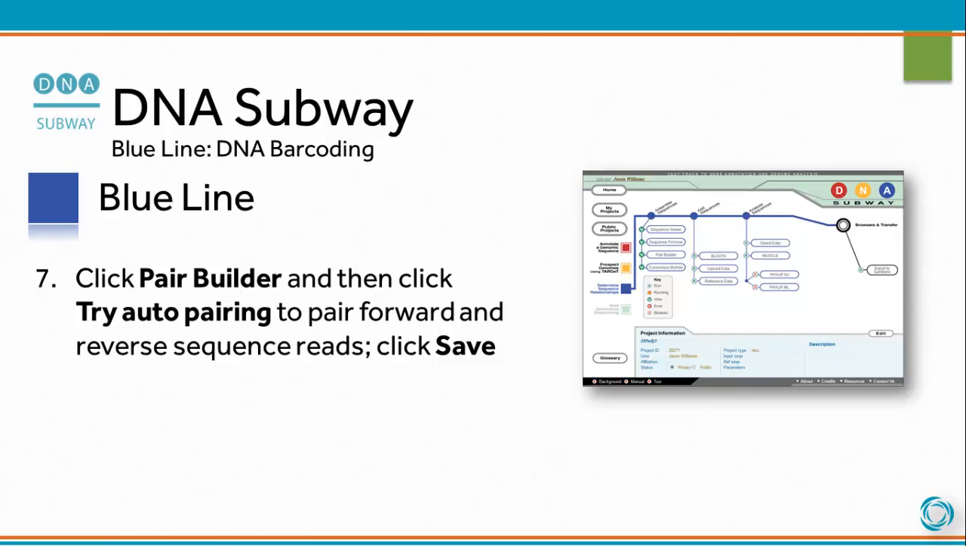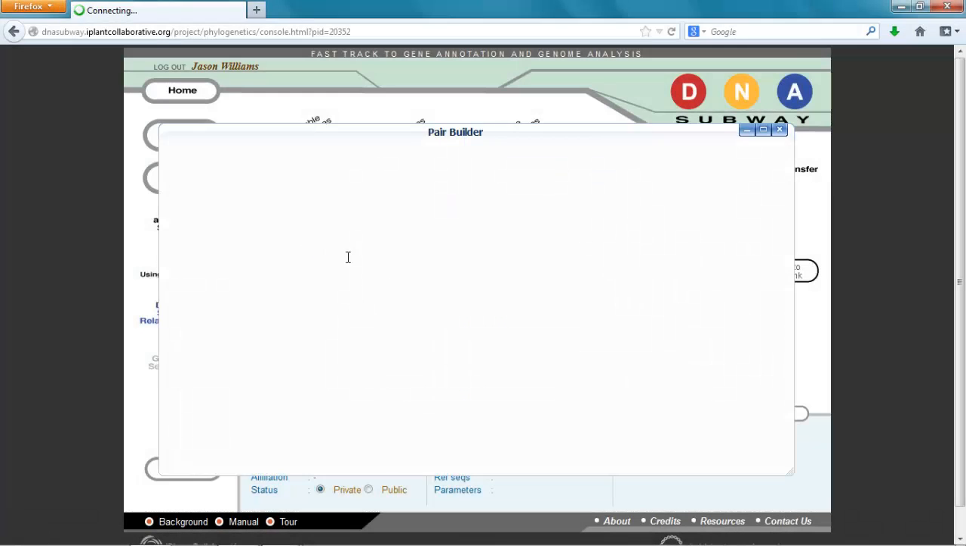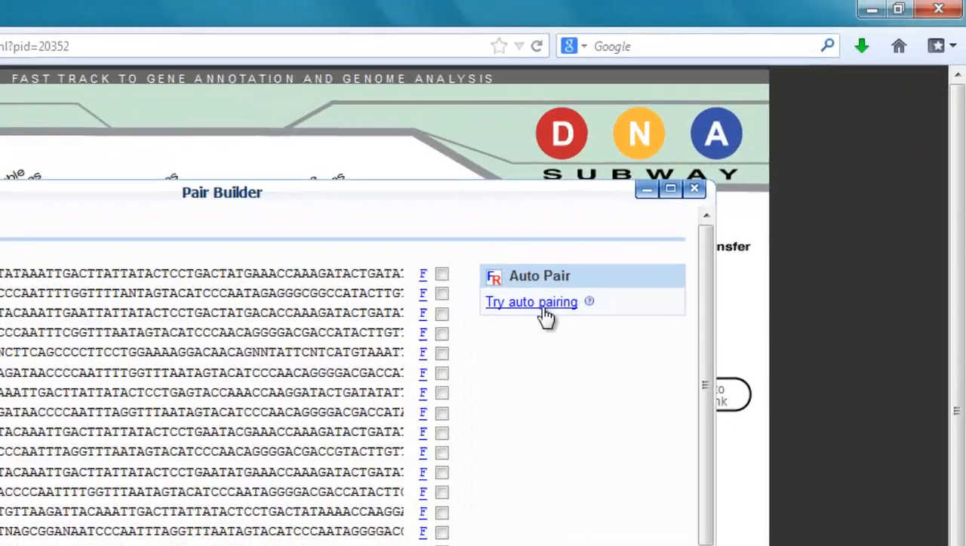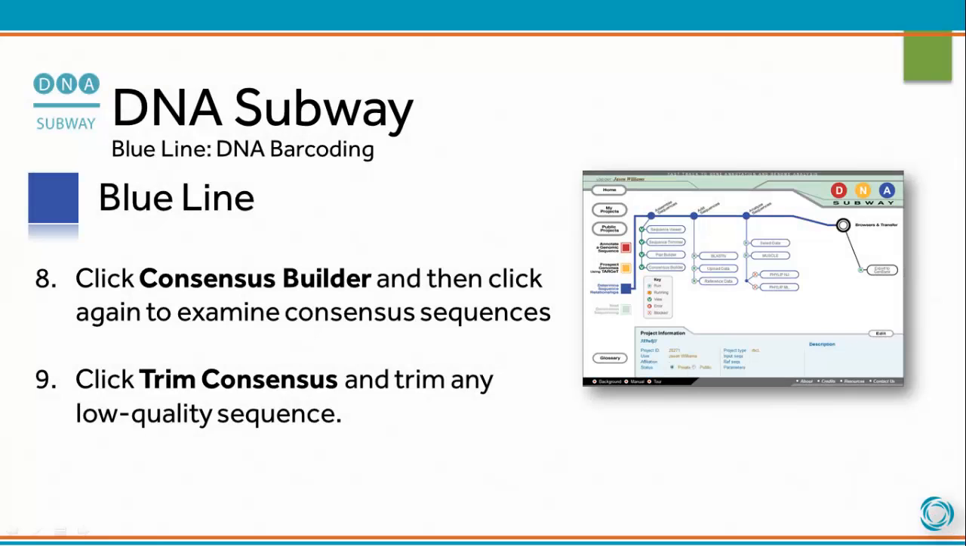Click Pair Builder and then click Try Auto Pairing to pair forward and reverse sequence reads. Click Save. Click Consensus Builder and then click again to examine consensus sequences. Click Trim Consensus and trim any low quality sequence.